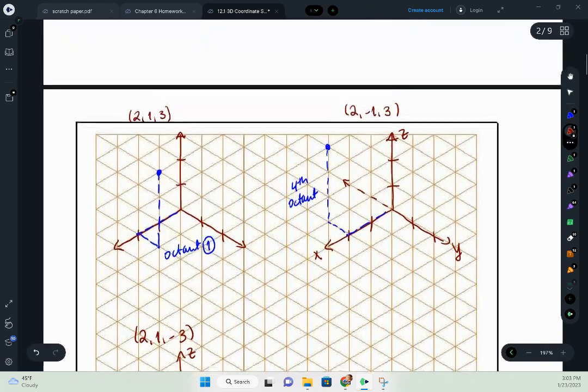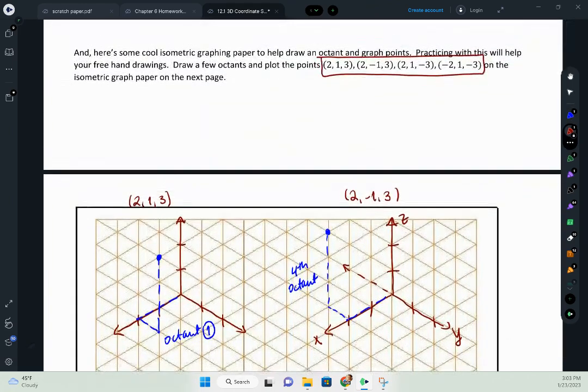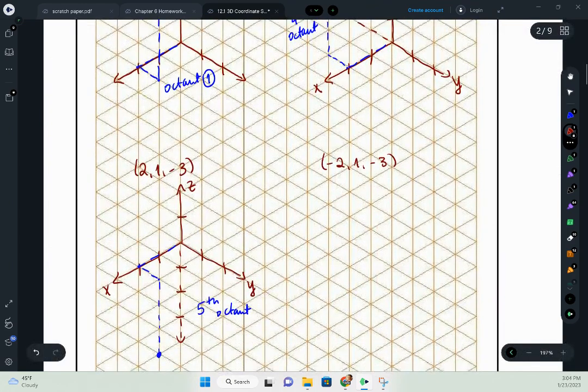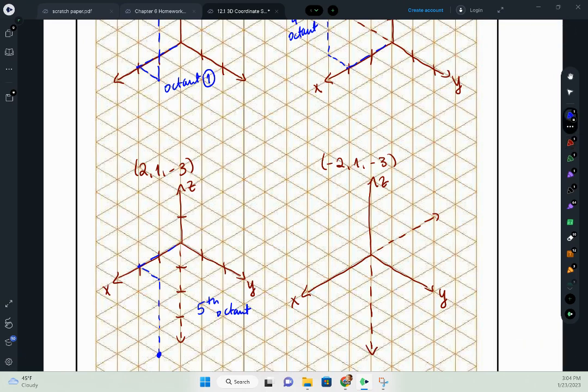All right, the final point is (-2, 1, -3). I can see right away I need a negative x and a negative z axis as well. So I'll start off with my regular old xyz octant, but I'm going to add in the dashed lines for the negative x as well as for the negative z. Okay. Instead of going out by 2, we're now going to go in by 2 because it's a -2 for x. Oh, I should put my tick marks in there.